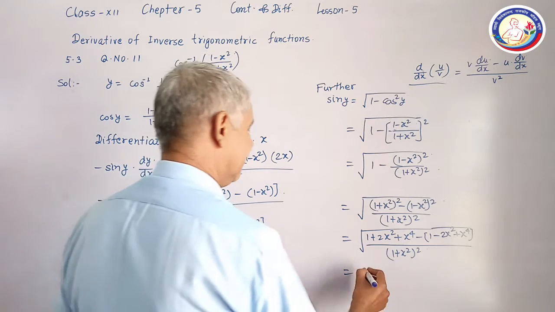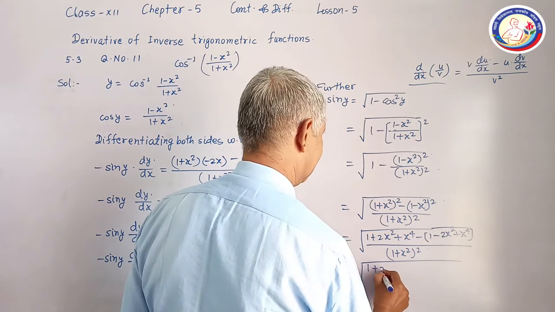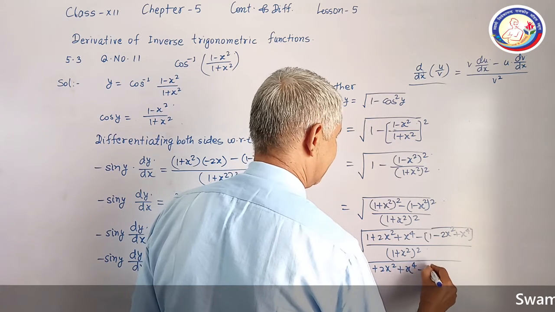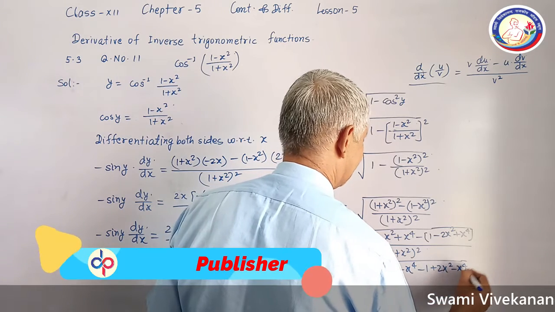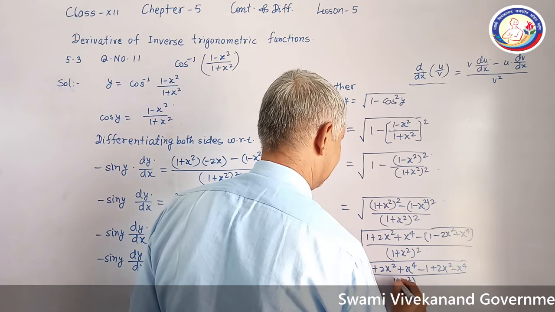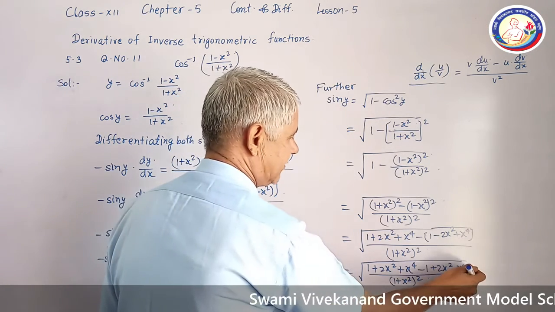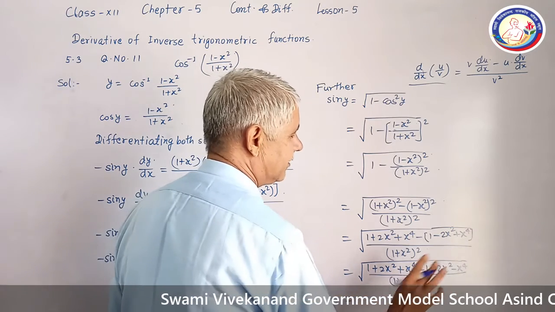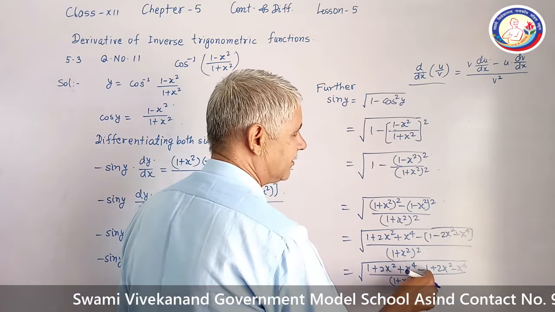So in simplification we shall get 1 plus 2x square plus x raised to power 4 minus 1 plus 2x square minus x raised to power 4, divided by 1 plus x square whole square. Further, x raised to power 4 with minus sign and x raised to power 4 with plus sign cancel and we shall have 0 here. Again 1 cancels with this minus 1.